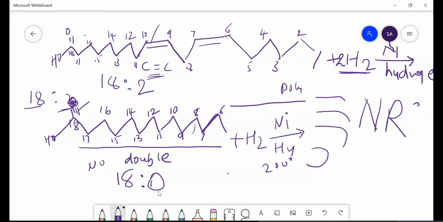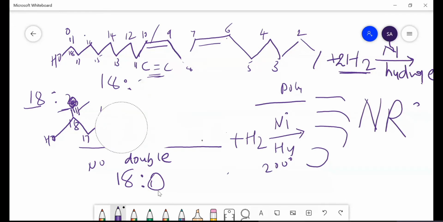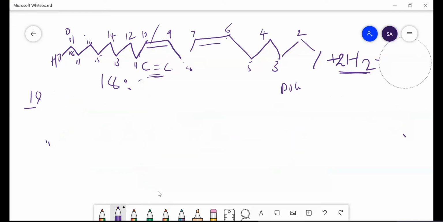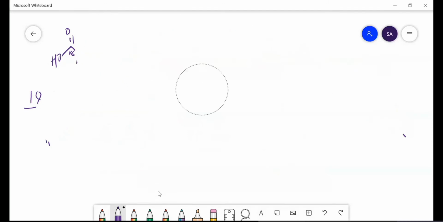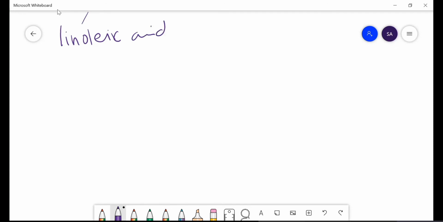Now, take an example of another molecule, for example oil. In the case of oil, you have a complex. I gave you an example of linoleic acid with 2 double bonds. Just now we saw linoleic acid, which had 18 carbons with 2 double bonds, is converted into 18 carbon atoms with 0 double bonds, which is stearic acid.